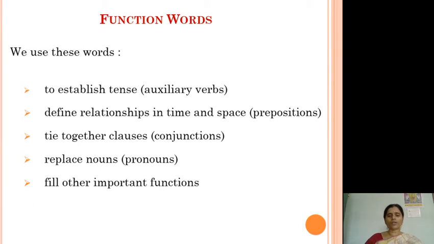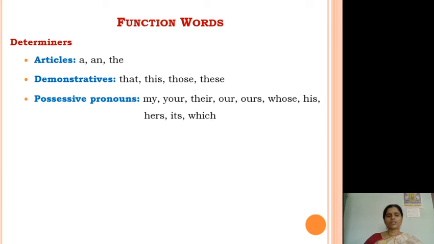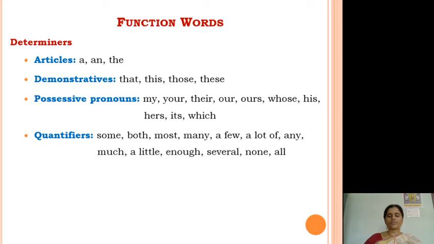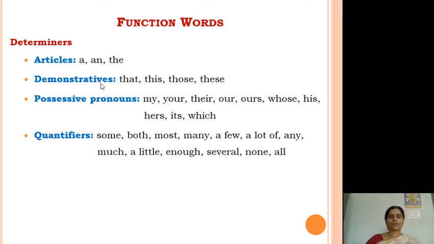And also other important words which do the function of linking these content words grammatically. Now let us see them one by one. So determiners. What are these determiners? Articles come under determiners. Demonstratives come under determiners. Possessive pronouns come under determiners. Quantifiers come under determiners. Now let us see this. Articles: a, an, or the. These three words come under articles. Demonstratives: this, that, these, those.